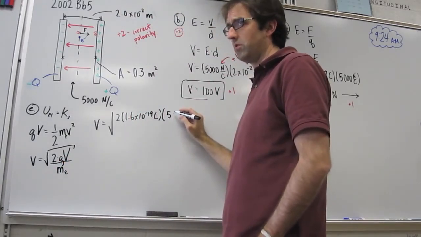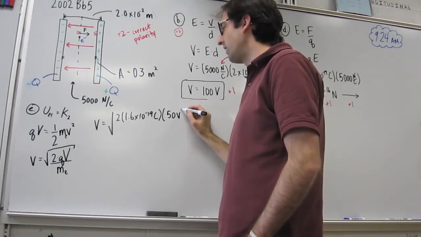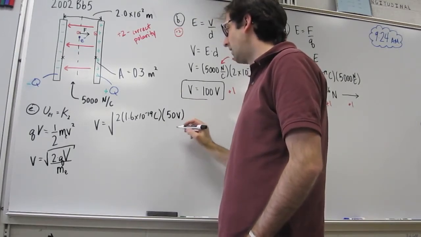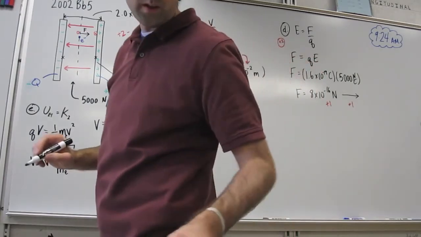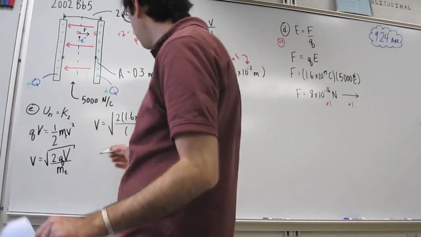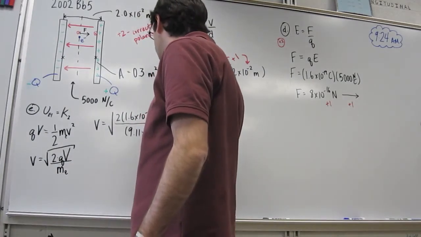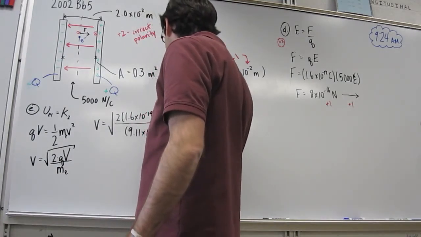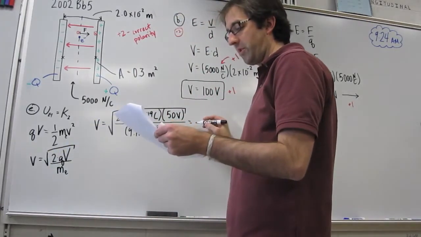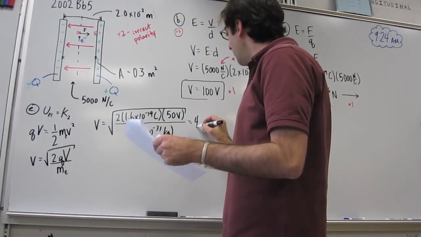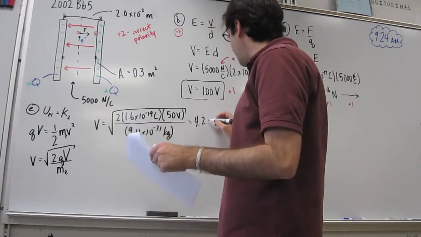Now, there's an alternative solution that I'll talk about here, but 50 volts, all divided by the mass of the electron, which is 9.11 times 10 to the negative 31st? Yes. Sounds right. Thanks, Bob. If I punch all that into my calculator, I'm going to end up with a value of 4.2 times 10 to the 6.